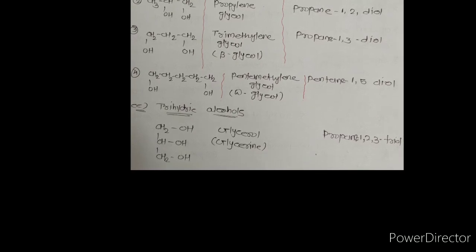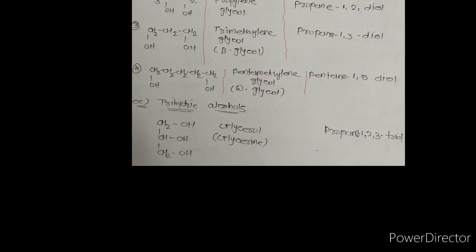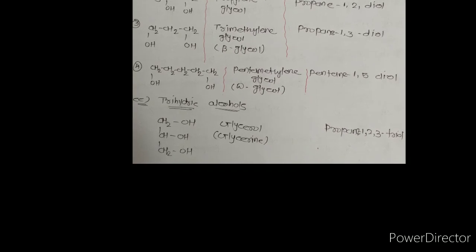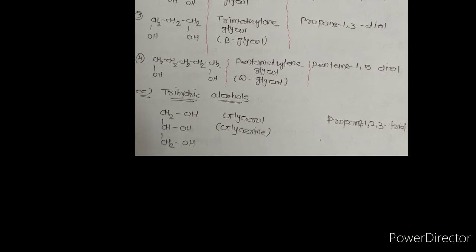The total number of carbons is 3, hence it becomes propane, in which the OH group is present on the first, second and third carbon, hence it becomes 1,2,3. Since OH is present 3 times, it becomes tri and ol. So the final answer is propane-1,2,3-triol.